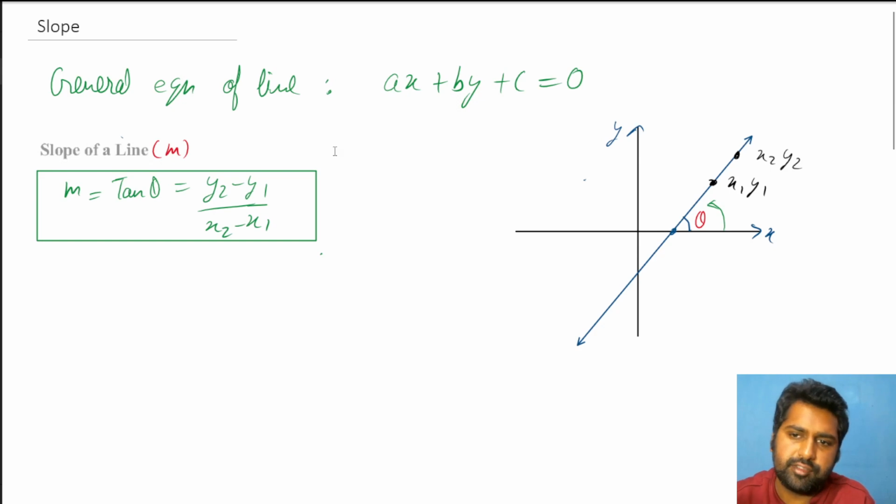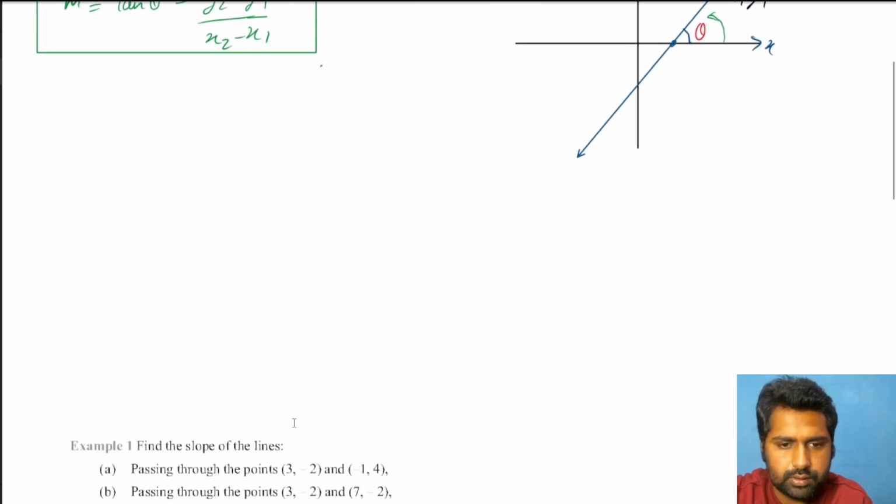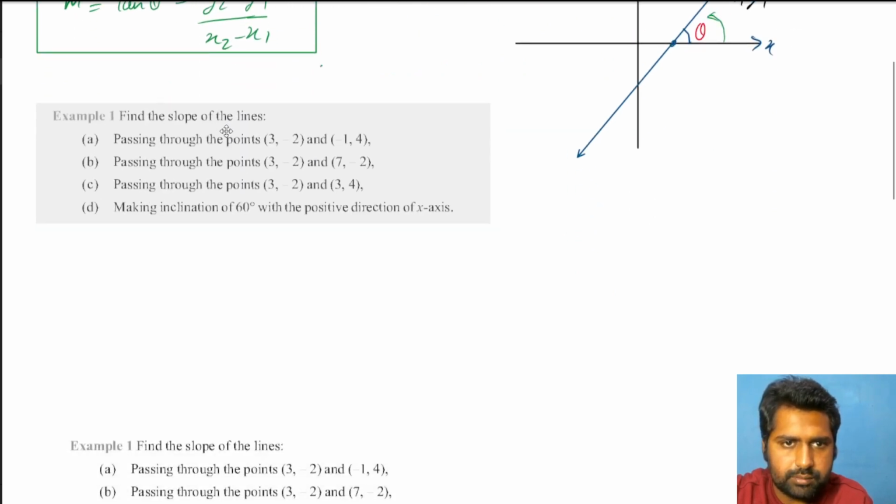But remember that if we are taking it in terms of theta, then the angle has to be measured with the positive x-axis. This was covered in trig also. Let's see a few examples.